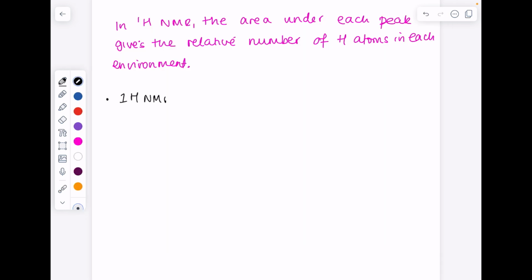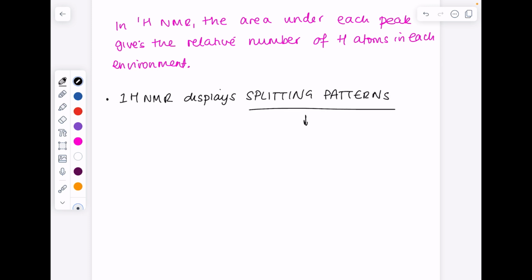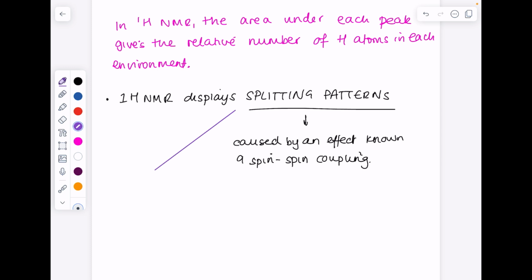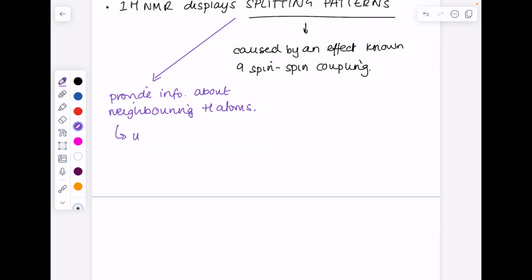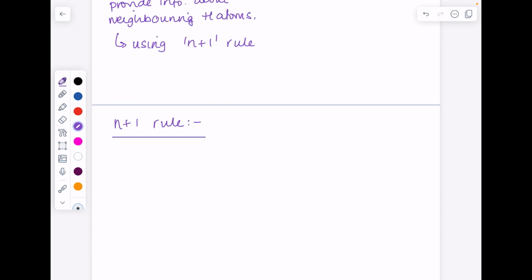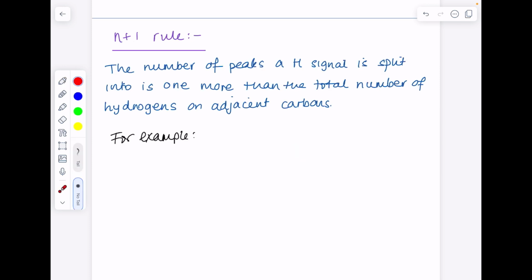Proton NMR displays splitting patterns. These are caused by an effect called spin-spin coupling. The key thing though is that those splitting patterns provide information about the neighbouring hydrogen atoms. So basically, they're going to tell us how many hydrogens there are on neighbouring atoms using the n+1 rule, where the number of peaks a hydrogen signal is split into is 1 more than the total number of hydrogens on adjacent carbons.